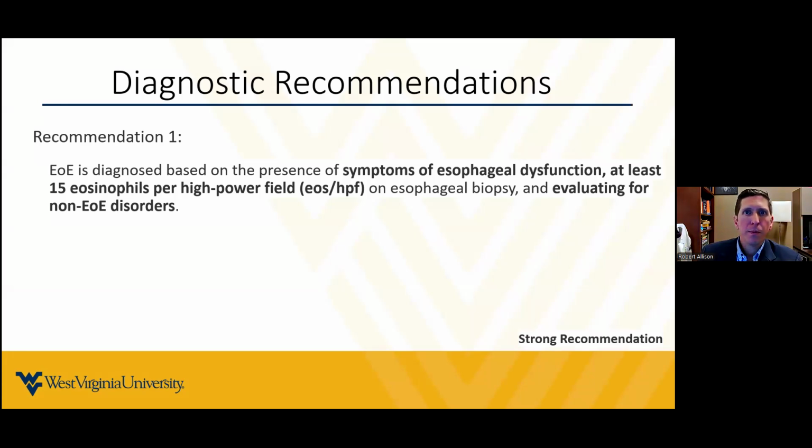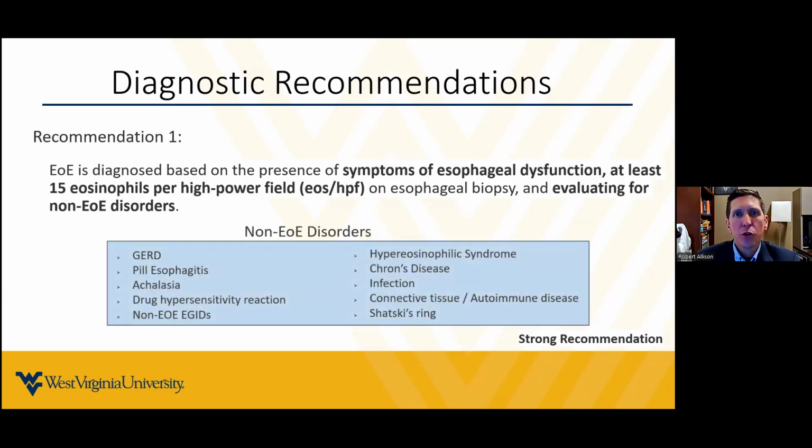So their very first recommendation was just what we talked about. EOE should be diagnosed based on the presence of esophageal dysfunction or dysphagia. There should be at least 15 eosinophils per high-powered field. And this is one thing that I wanted to highlight. You should be evaluating for non-EOE disorders.